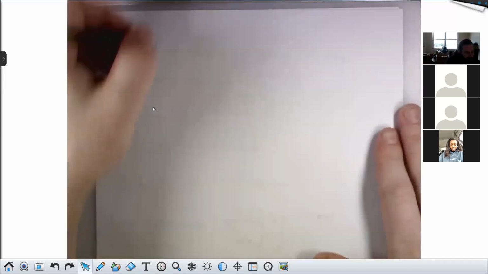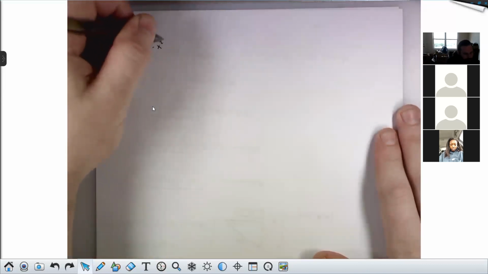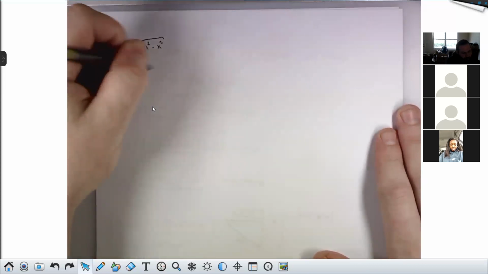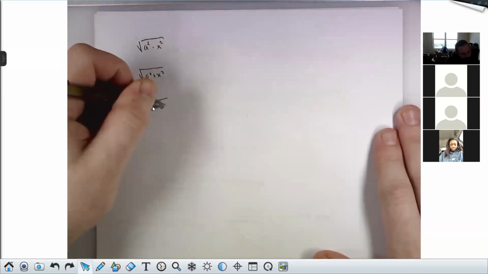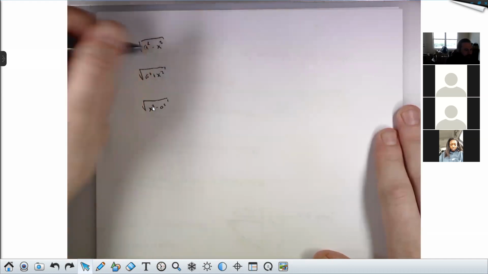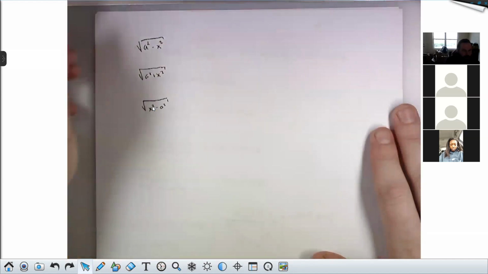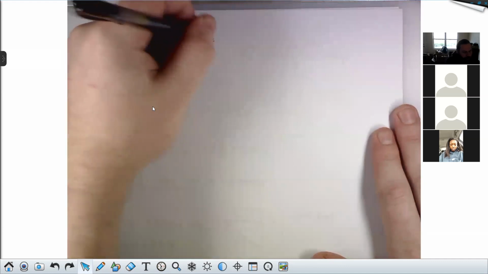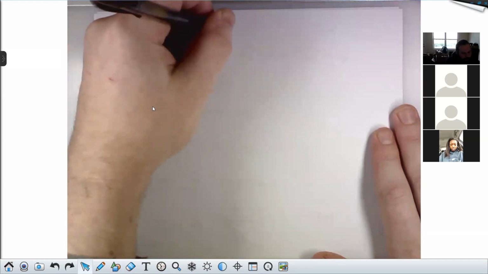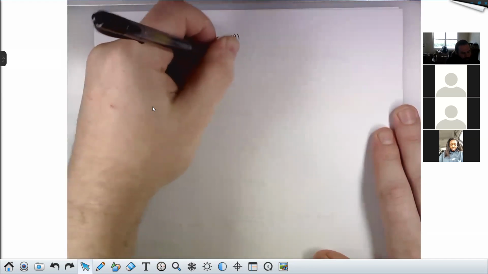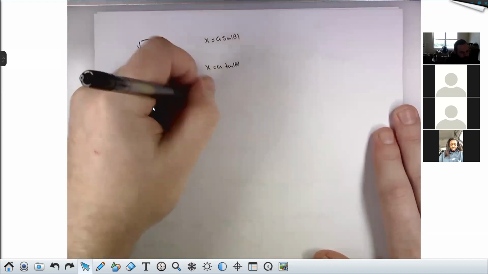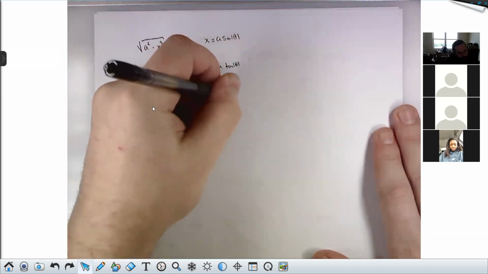So really, if I have something like this, or something like this, or something like this, these are the three situations in which we make a substitution like that. Here, x would be a times the sine of theta. Here, x would be a times the tangent of theta. And here, x would be a times the secant of theta.